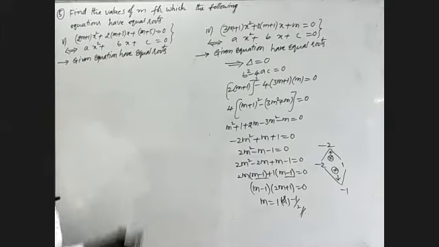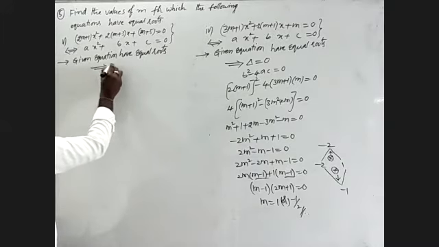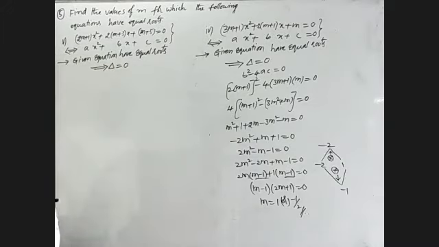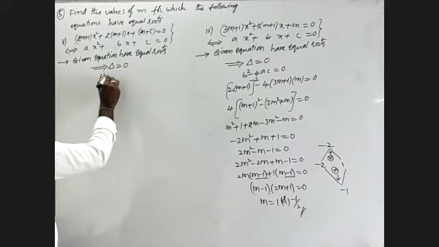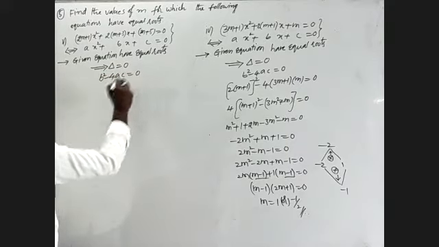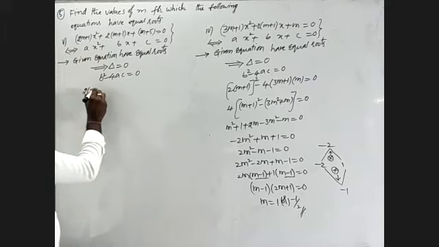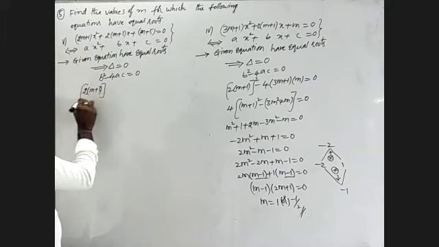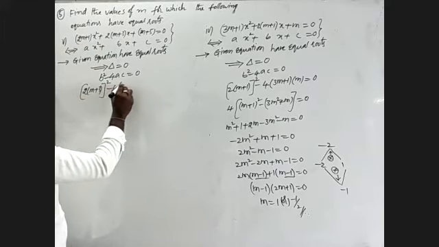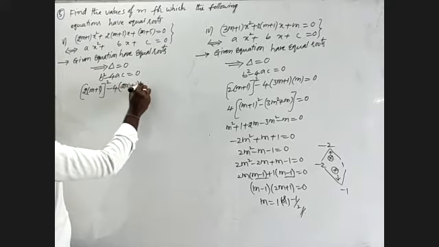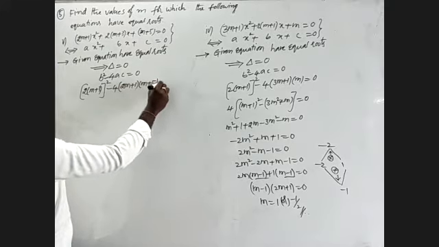Given equation has equal roots, which means the discriminant is equal to 0. I will write b square minus 4ac is equal to 0. Here, what is the value of b? 2 into (m plus 3) whole square minus 4 into (2m plus 1) into (m plus 5) will become 0.